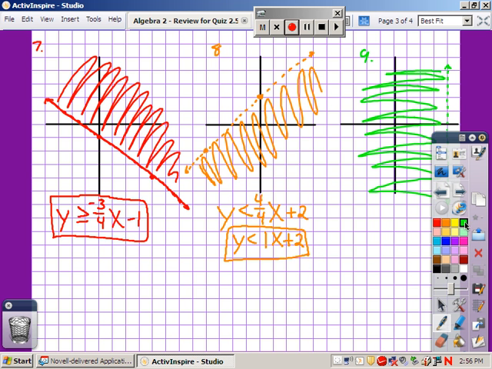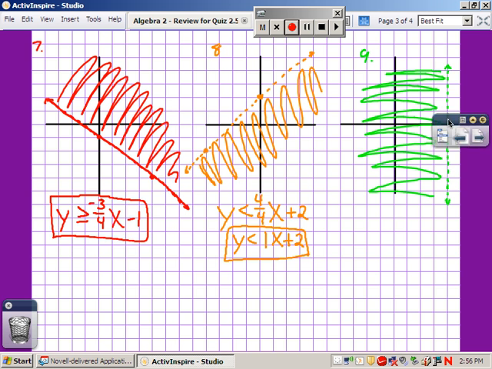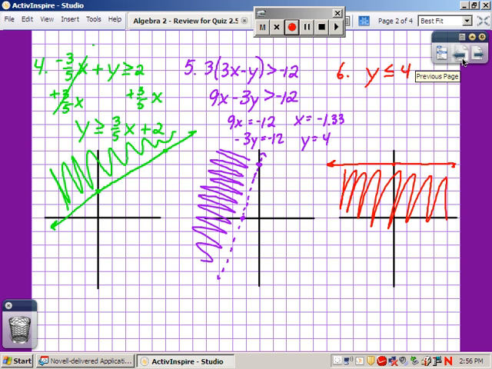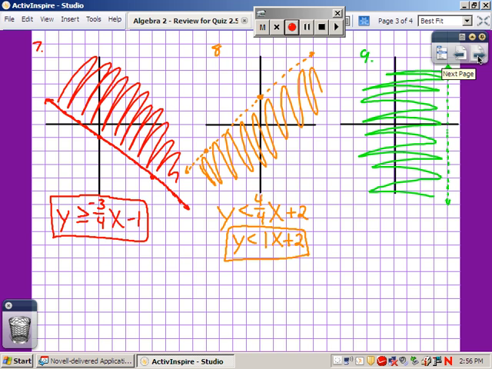And finally, we have a vertical line. Unlike number 6 here, where we had a y by itself and no x, which is a horizontal line, number 9 shows us a vertical line, which tells us it's x by itself with no y.